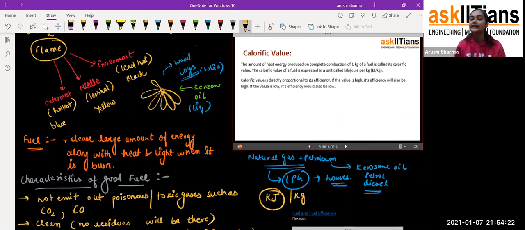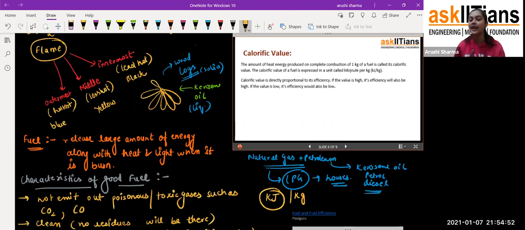Calorific value is directly proportional to fuel efficiency. You know what directly proportional means, students? If one thing increases, the other thing also increases, and if that thing decreases, the other also decreases. That means if the calorific value is increasing, the fuel efficiency will also increase, and if the calorific value is less, then the fuel efficiency is also less.